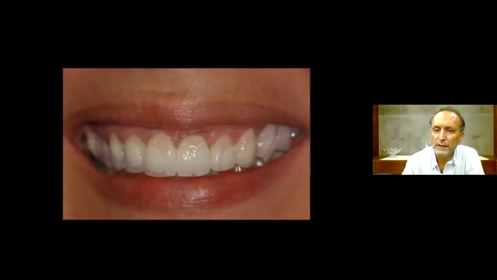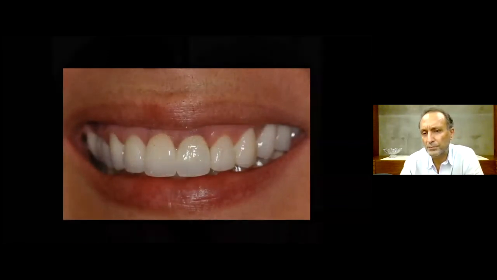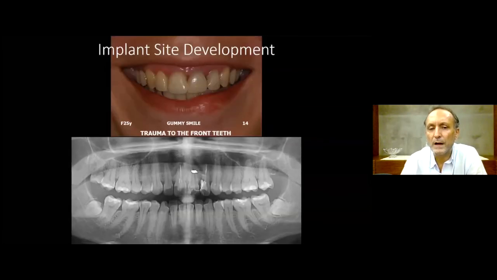As you can see, this is how we finalize the situation of a happy patient without any kind of ceramic pink aesthetics. Implant site development. This is a gummy smile. The patient had a facial trauma, and she had a tooth re-implanted, the left central incisor. But she had missing papilla, and she had a gummy smile.